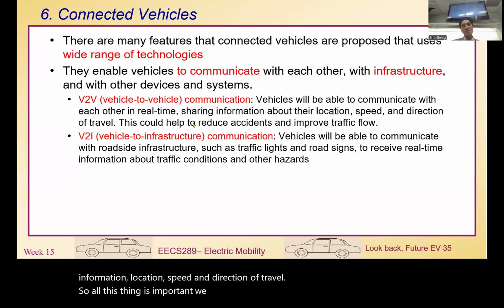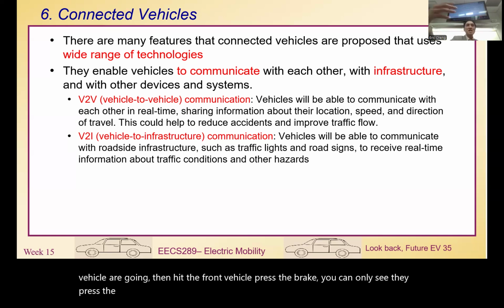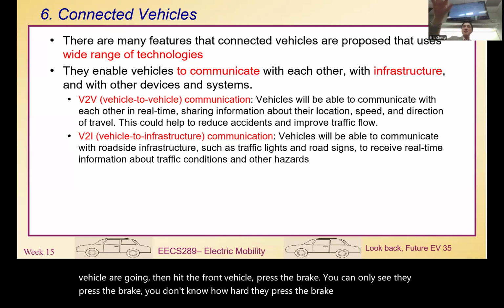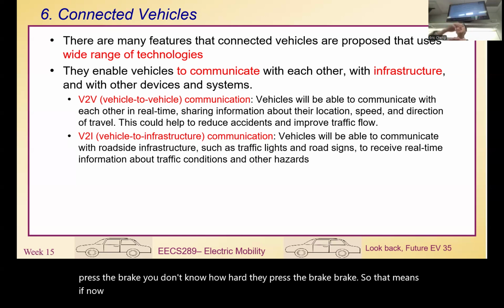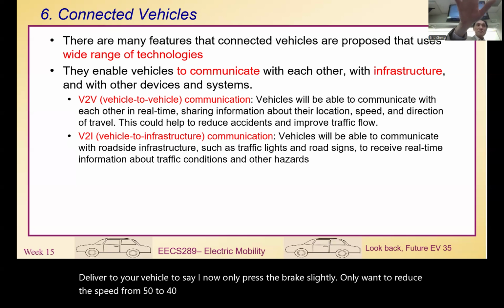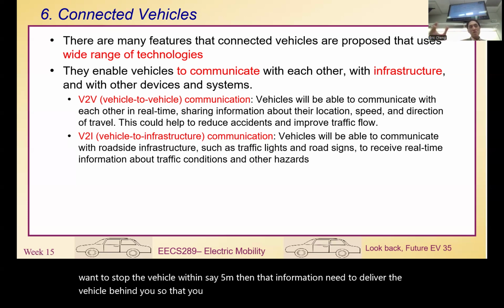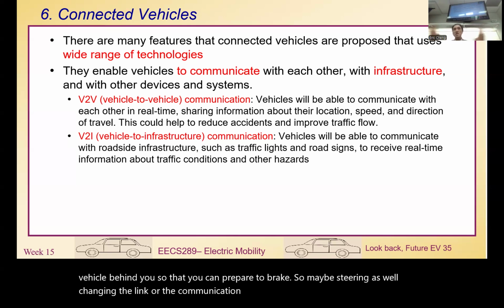We can reduce the accident. For instance, you have two vehicles going. If the front vehicle presses the brake, you can only see they press the brake. You don't know how hard they press the brake. So if this information can be delivered to your vehicle to say, I now only press the brake slightly, only want to reduce the speed from 50 to 40, then you know it's not a hard brake. But if they want to stop the vehicle within, say, 5 meters, then that information needs to be delivered to the vehicle behind you so that you can prepare to brake. Maybe steering as well, changing the lane. If all the communication is there, then the whole city will be much safer.